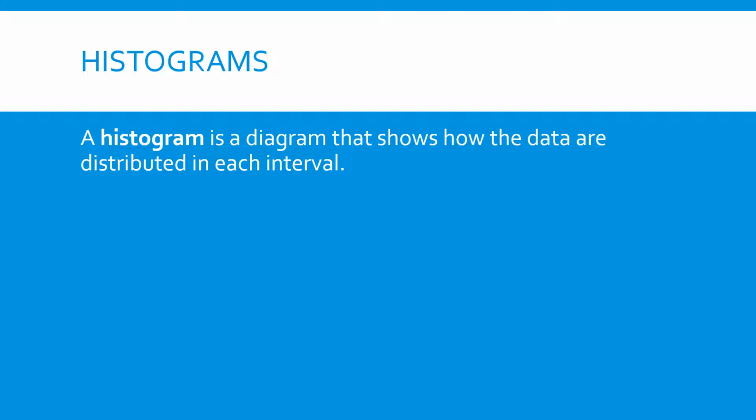The next topic we need to cover is histograms. A histogram is a diagram that shows how the data in a data set are distributed within each interval, each class, or each group. And we can also use them for a data set like we had for the number of children under age 6. So it doesn't necessarily have to be an interval, but this is just the way that your textbook words this definition.